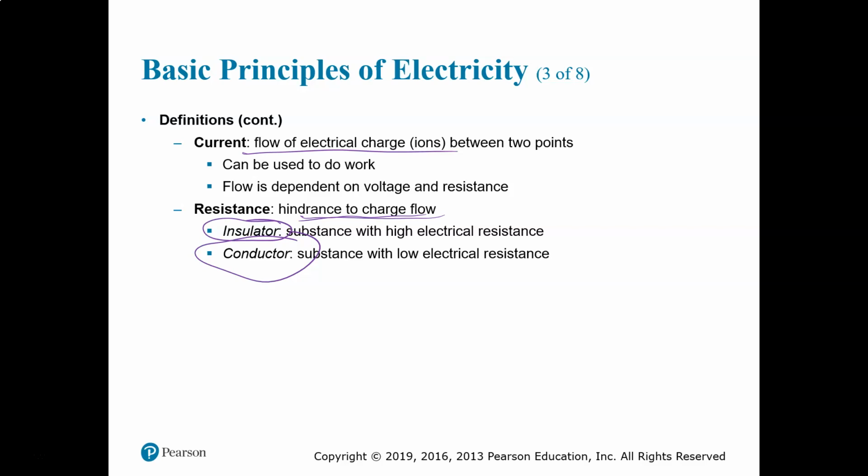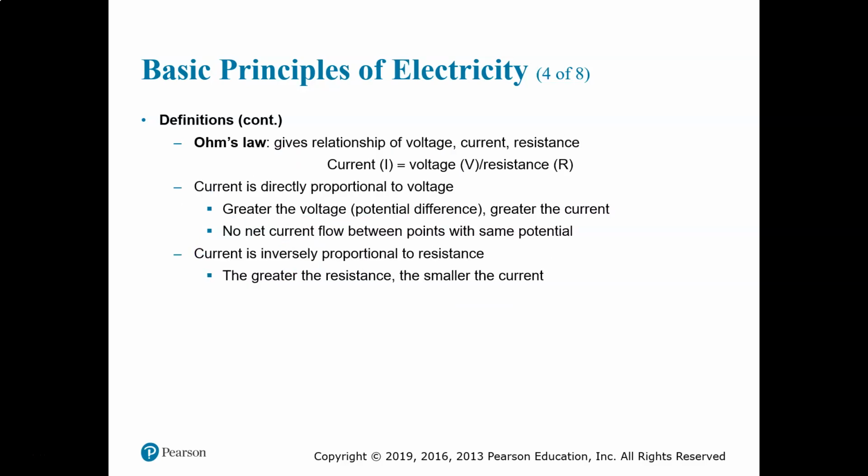We already talked about insulators and conductors. A conductor is something with low electrical resistance, so electricity flows freely through that. And an insulator, like the insulation around the wiring in your house, is a substance with high electrical resistance. That way, when you grab it, the electricity doesn't flow very well through that. So it insulates the electrical current from contacting your hand.